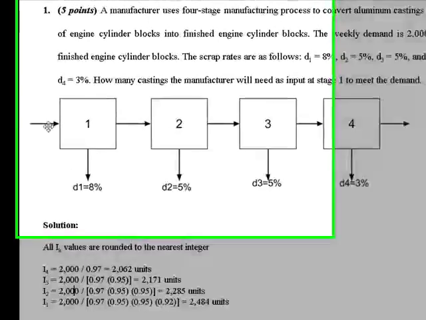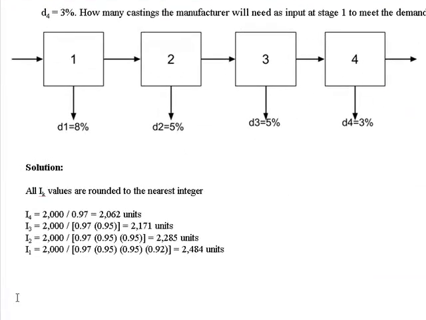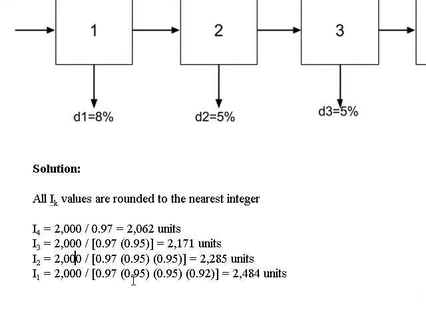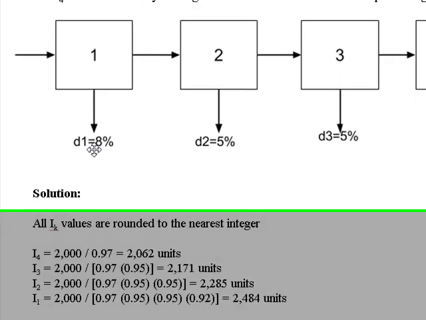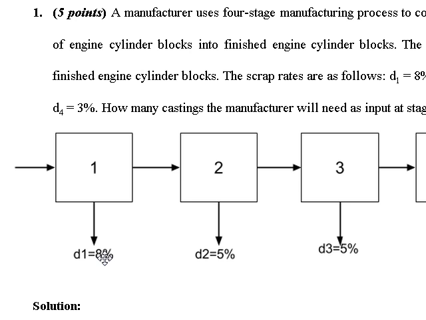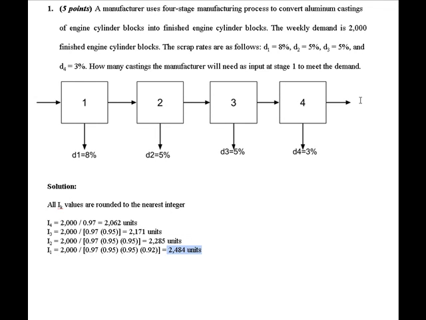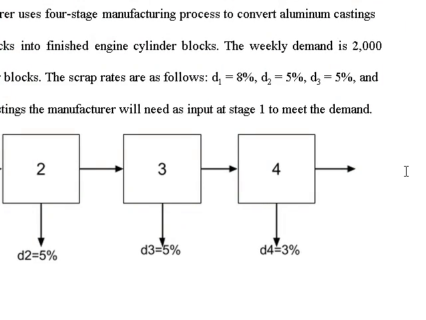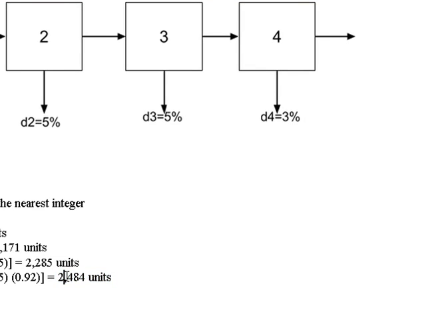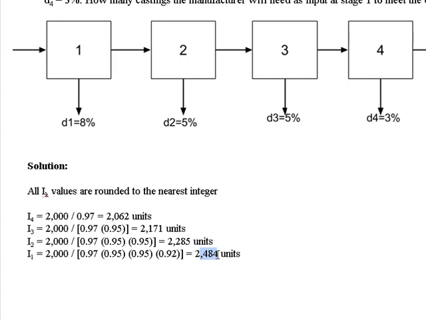Then the final answer, the one we want, is the number of units needed here. So I1 is equal to 2000 divided by 0.97 for machine 4, 0.95 for machine 3, 0.95 for machine 2, and the first machine has the highest scrap rate, 8%. That means only 92% of parts can be good, so we divide by 0.92. All in all, if we do that, you get the answer 2484 units. So the manufacturer will need 2484 castings every week to be able to deliver 2000 finished products, and 484 parts will be scrapped in different machines, right? So that's basically it for today.